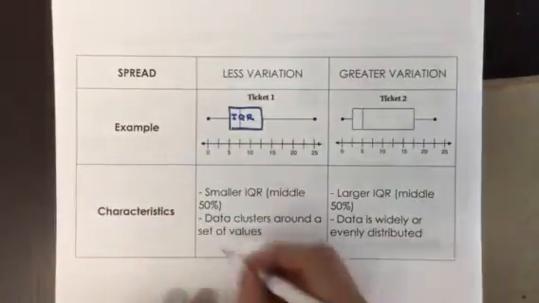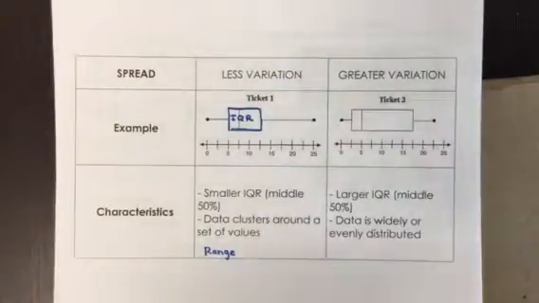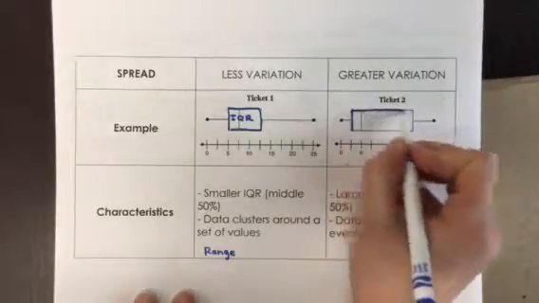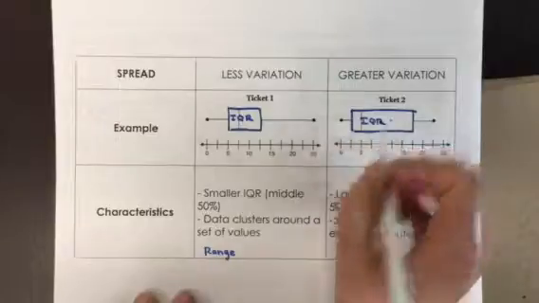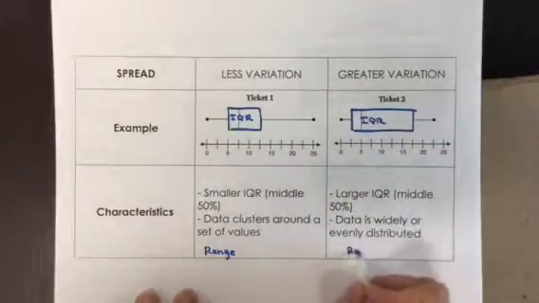Another way to think about it, you can also look at range as well, so there's a smaller range. So the data clusters around a set of values, whereas a greater variation may have a larger IQR, so the box is wider, and the data is widely or evenly distributed. Once again, you can also look at range.